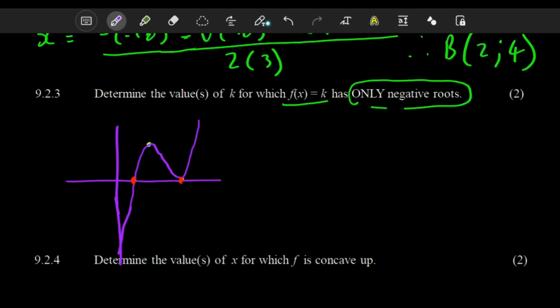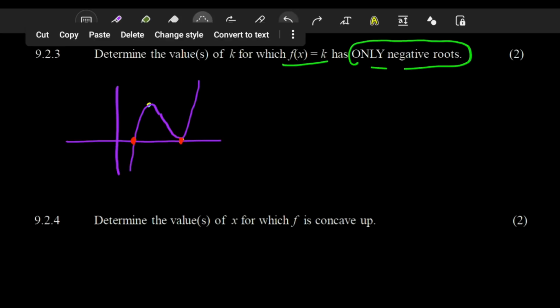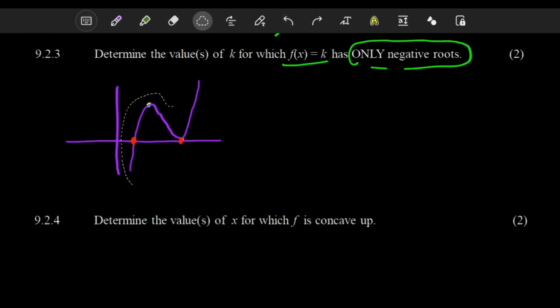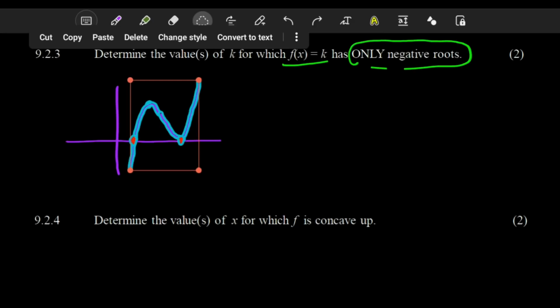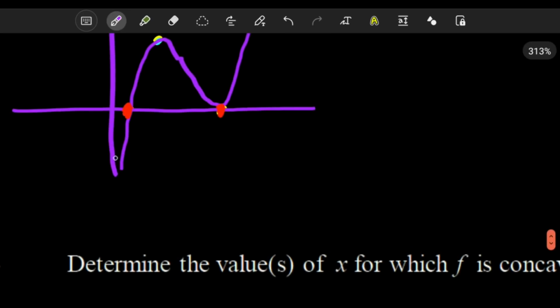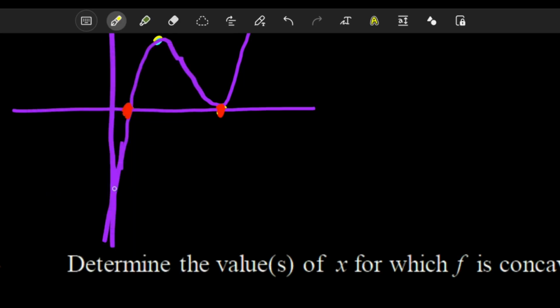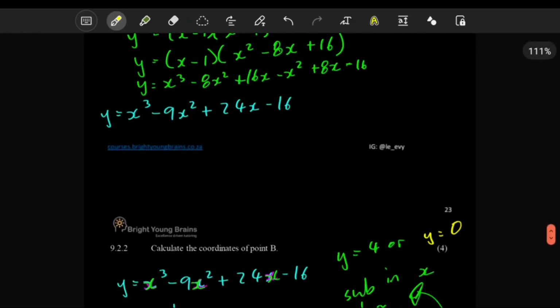So if you think of it nicely, for this to have negative roots only, it all depends on where the y-intercept of this graph is. Let me try and draw this graph a bit differently, so that whatever I'm trying to explain is a bit clearer. If you look at this graph, at some point it has a y-intercept, right? This y-intercept is like -16. We know that because of the way our equation is weighted out.